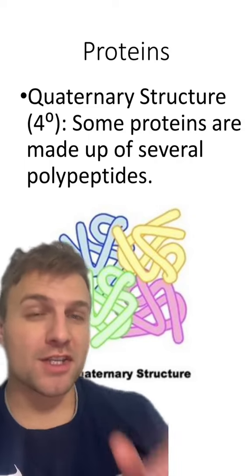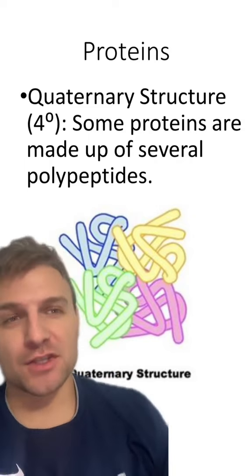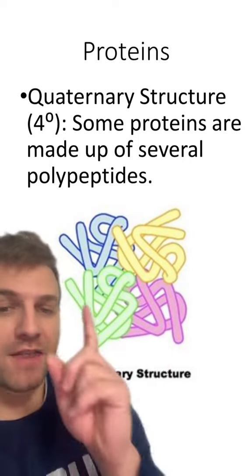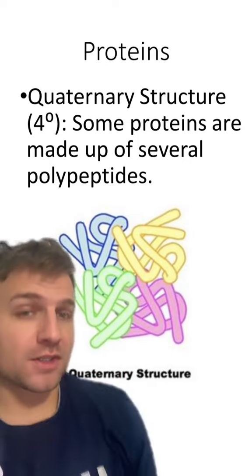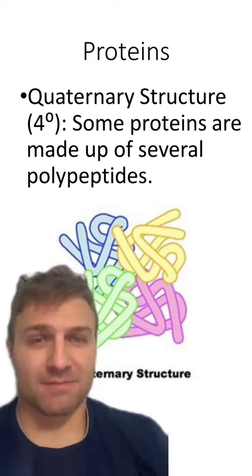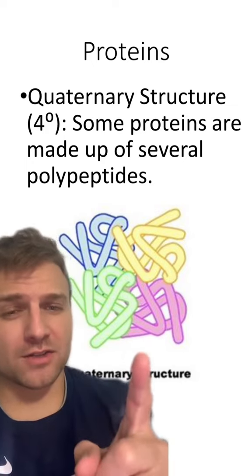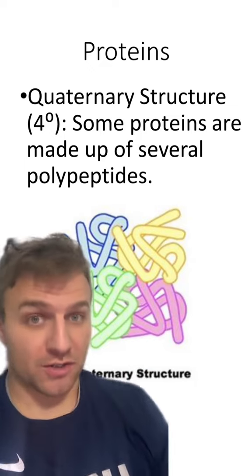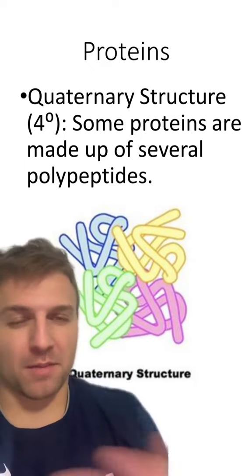But some proteins will have a quaternary structure. And this is where there will be several polypeptides that bond together to form some protein structure that the cell needs. Not all proteins will have a quaternary structure, some will only have a tertiary structure. But basically, these are just several polypeptides bond together.